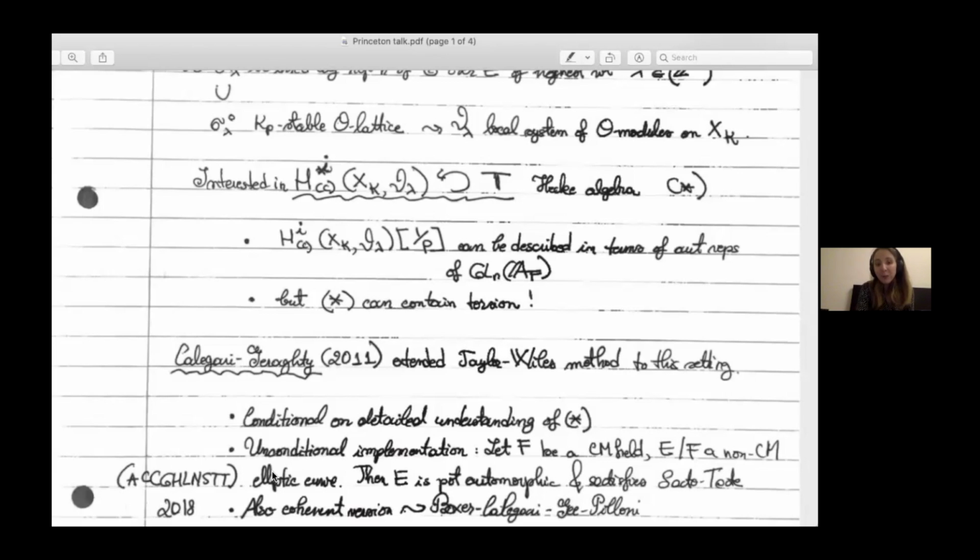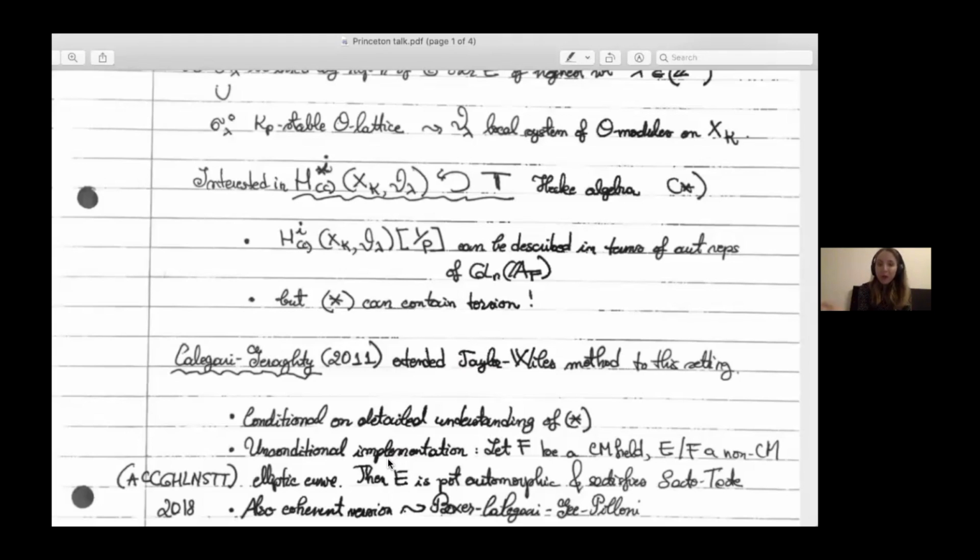What we were able to do was to start out not with a general number field, but rather with a CM field, and then take an elliptic curve over the CM field which is a non-CM elliptic curve. So that's the general case, an elliptic curve that doesn't admit complex multiplication. And then we were able to implement the Caligari-Garrity method in arbitrary dimensions, and we were able to prove as a result that the elliptic curve is potentially automorphic.